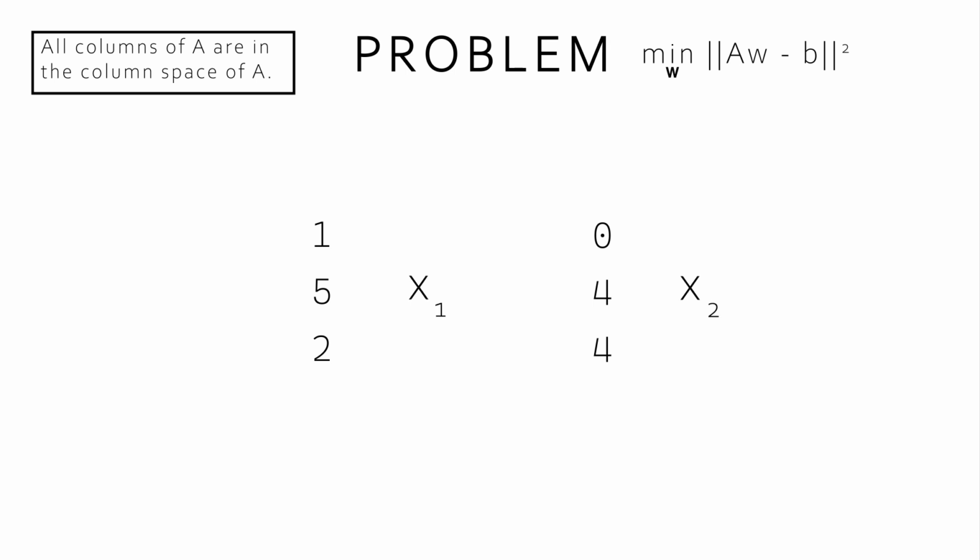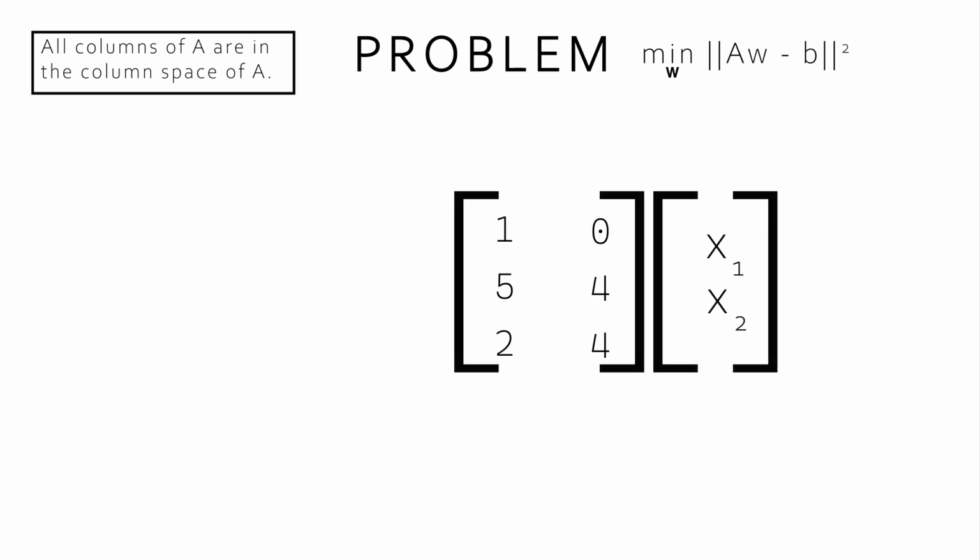It's important to note that this expression is nothing but a matrix multiplication. If we name the x1, x2 vector as w, then any linear combination of the columns of A is just AW. This implies that for any vector w, AW is in the column space of A.